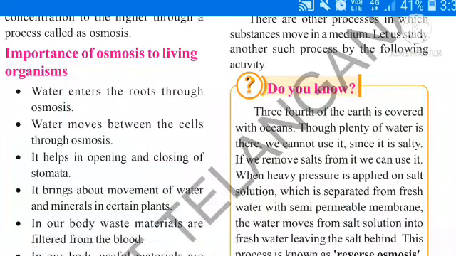See, children, here is the importance of osmosis to living organisms. In our body, waste materials are filtered from the blood through the osmosis process only. In our body, useful materials are absorbed along with water through the osmosis process only. These are all very important points about the osmosis process.